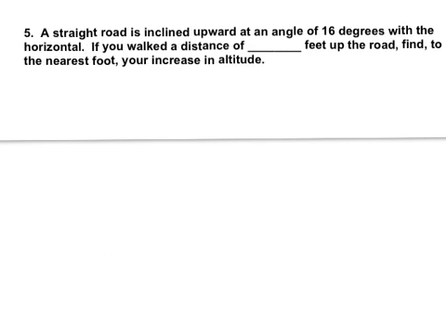All right, so this one we'll do together. A straight road is inclined upward at an angle of 16 degrees with the horizontal. So this always gives kids a little bit of trouble to draw. A road is inclined upwards at an angle of 16 degrees with the horizontal.